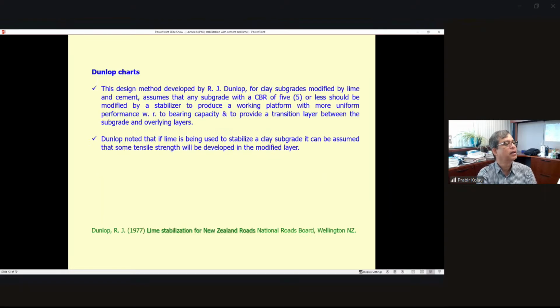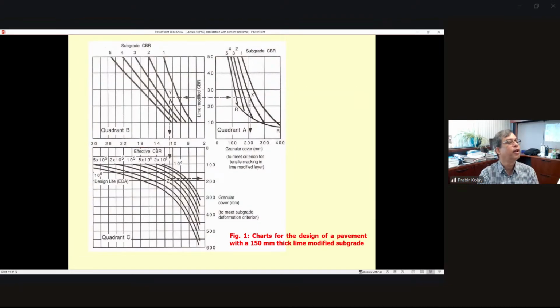There is a chart over here. This is the Dunlop chart, which can be used to calculate how much percentage of lime is needed, depending on the thickness of the pavement, and you also need to know the CBR values. Dunlop developed a design chart for clay subgrade modified with either lime or cement, with CBR of 5 or less. If lime is used, the stabilized clay subgrade can be assumed to develop some tensile strength in the modified layer. So here, this is the chart he developed.